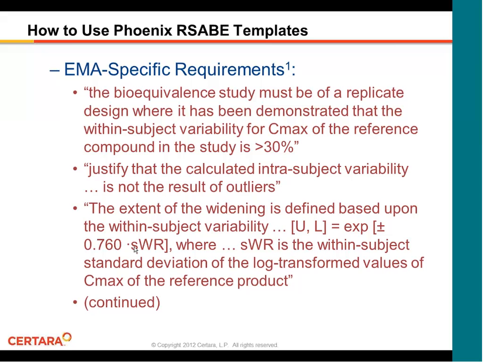Although there is also a limit to how far you can extend these limits, so you cannot just go on and on extending the limits. If you have a coefficient of variation that is greater than 50, then those limits are fixed, and you can only use 69.84 to 143.19.